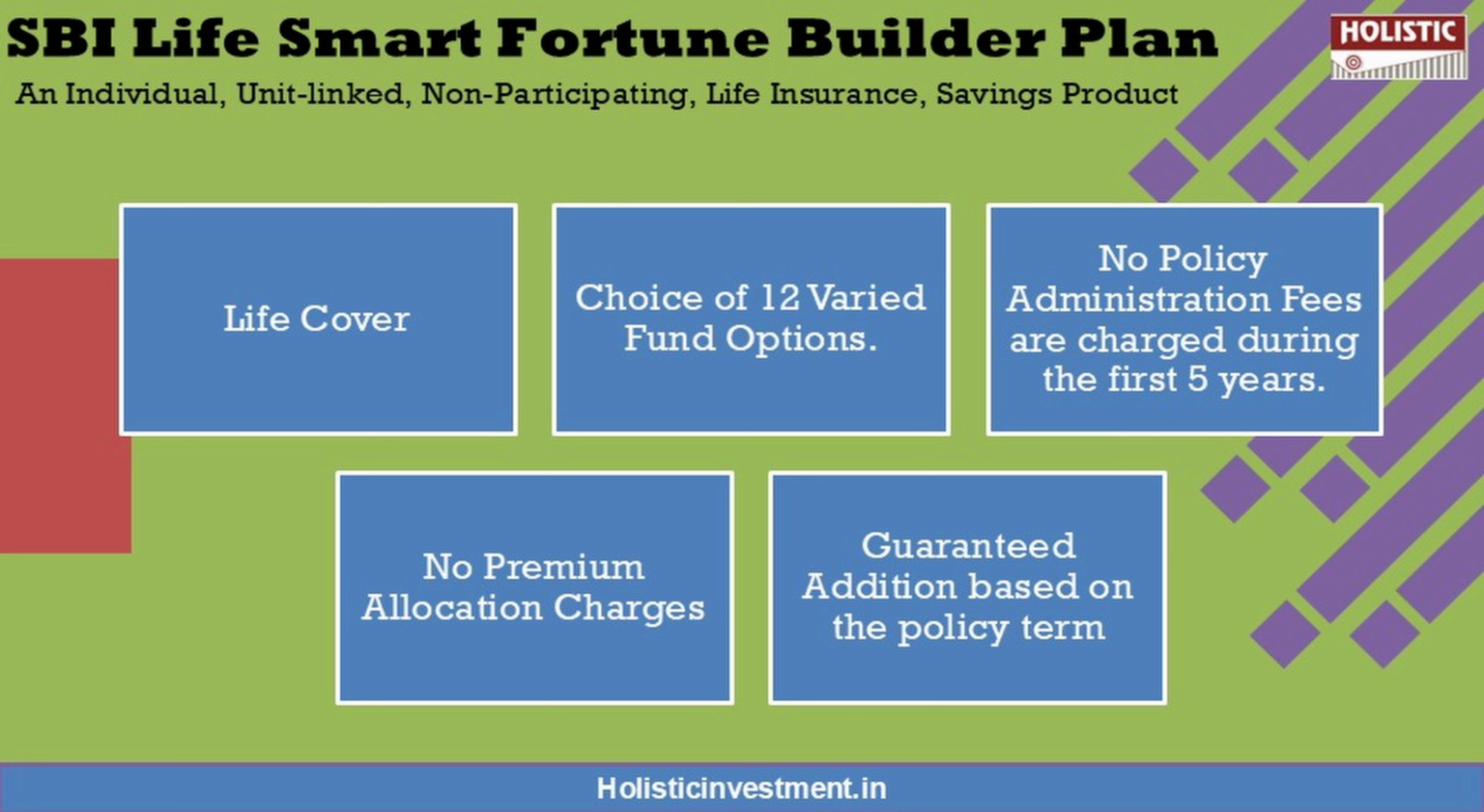If you have chosen the regular unlimited pay plan, then no policy administration fees will be charged to you during your first 5 years. Also, from the 11th policy year onward, there are no premium allocation charges, and guaranteed addition is based on your policy term. So the longer your term is, the higher your guaranteed addition will be. So these are some of the features.